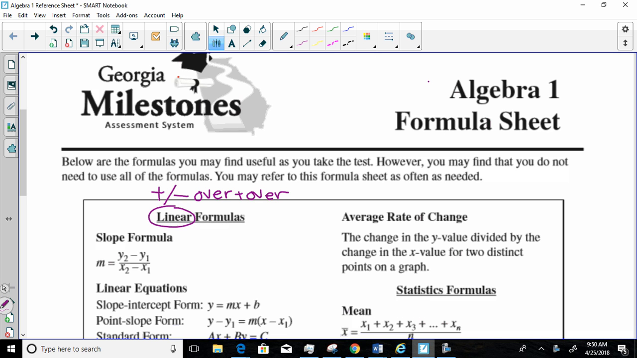adding or subtracting over and over again. What word do we see in linear? Line. So what does the graph look like? A straight line. So we know if we have a straight line, that it's linear.